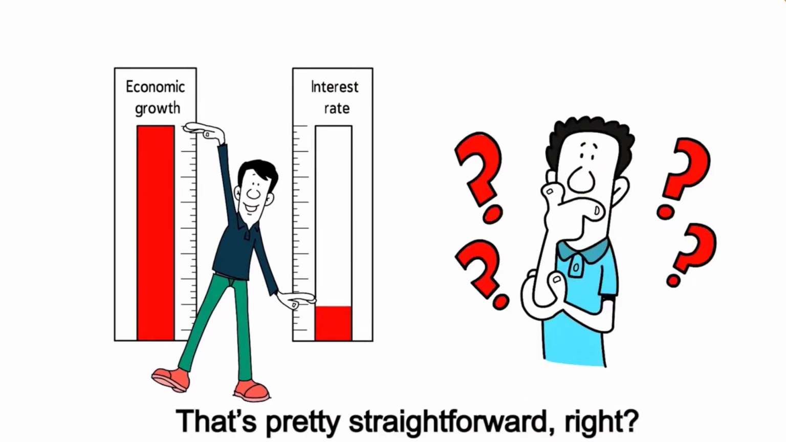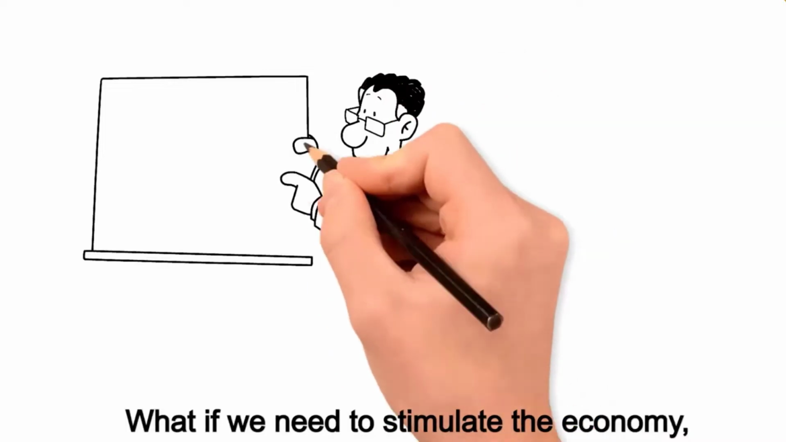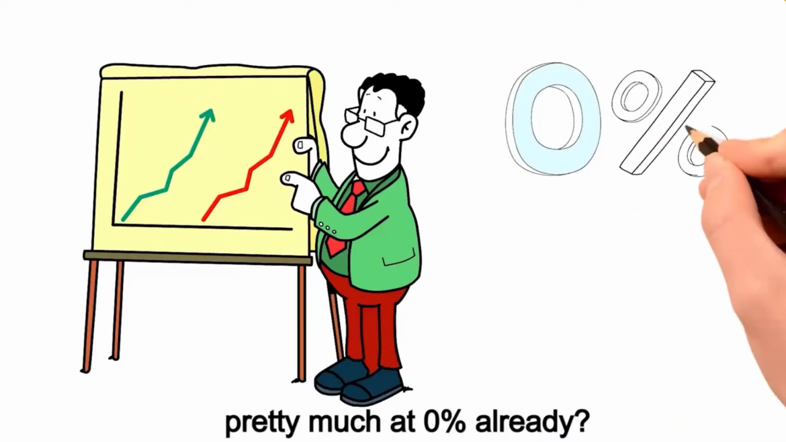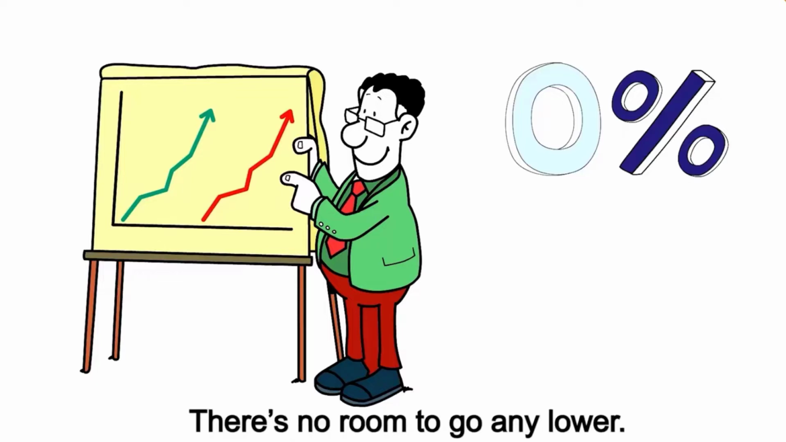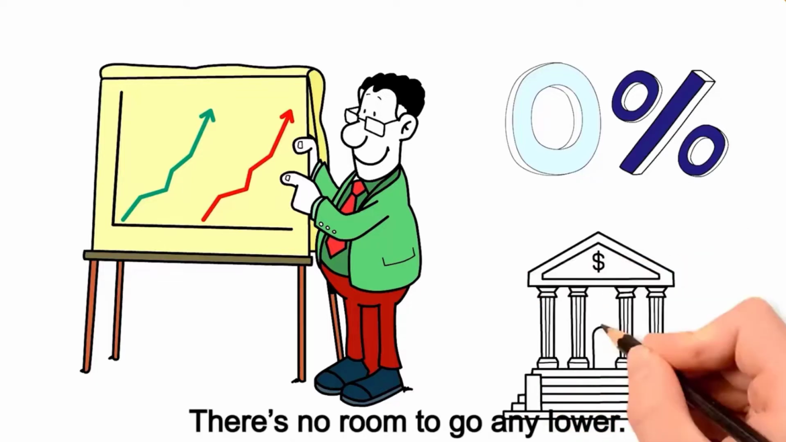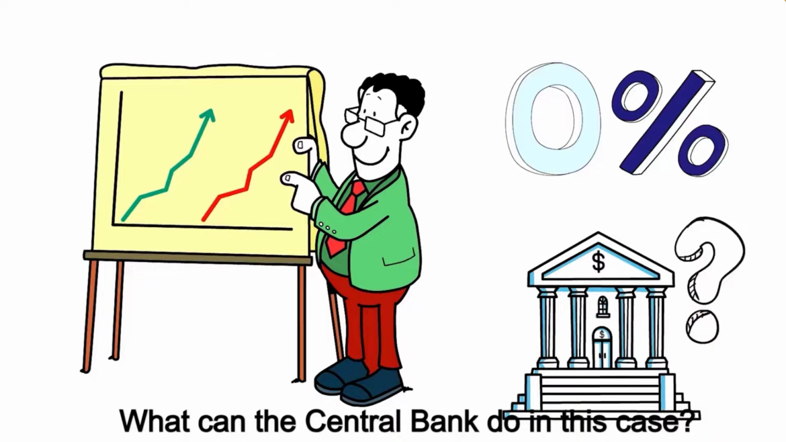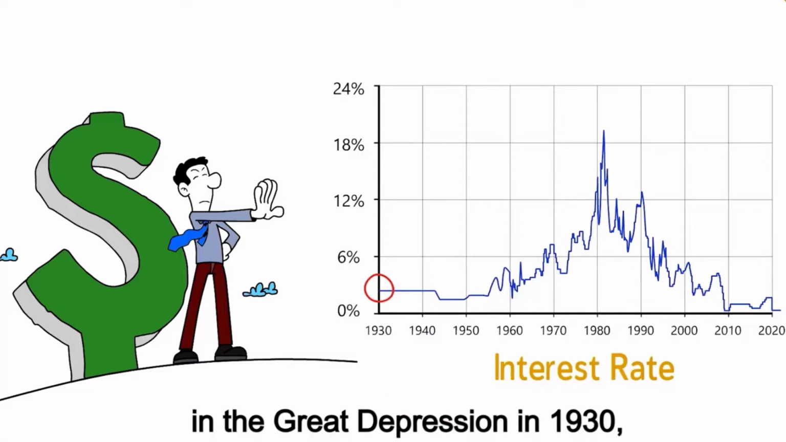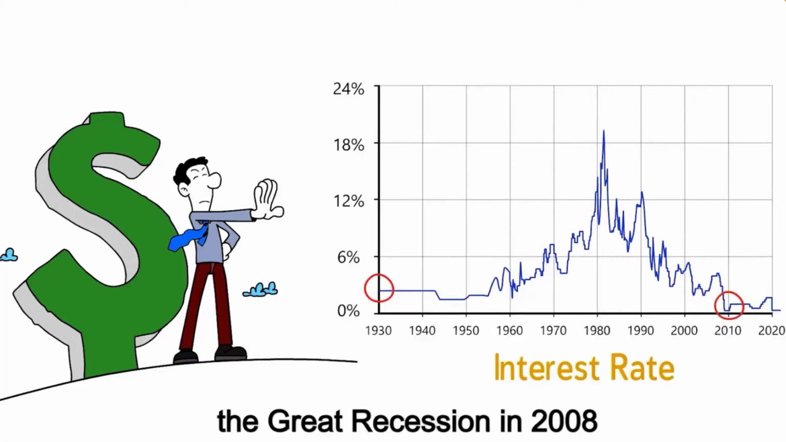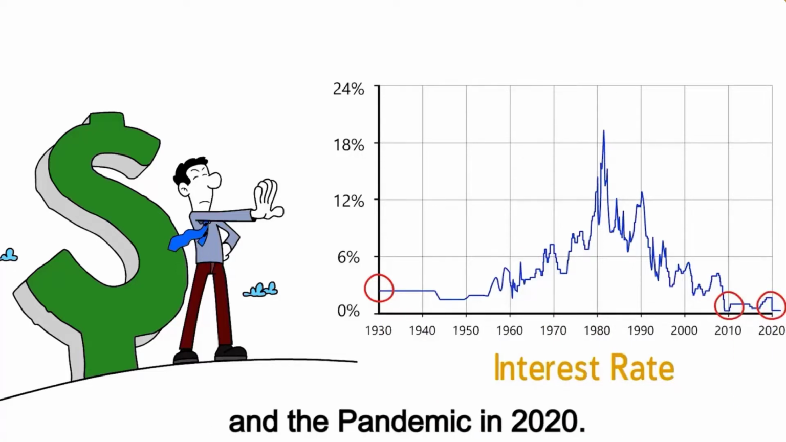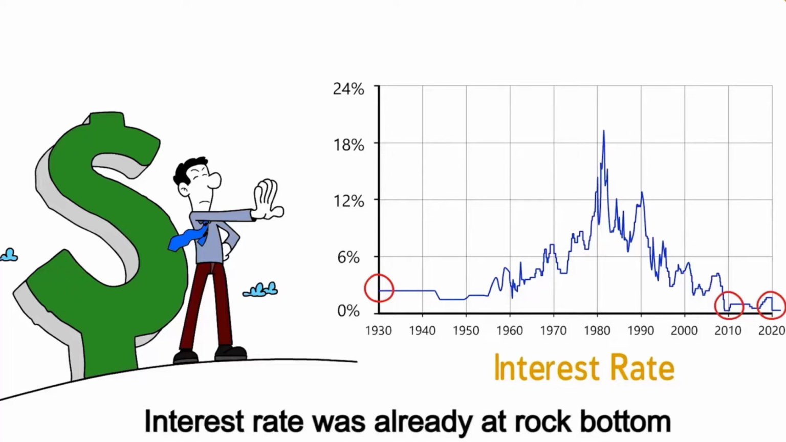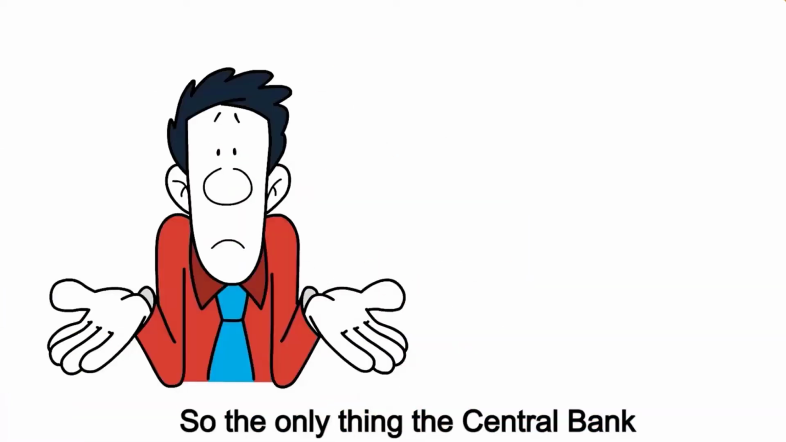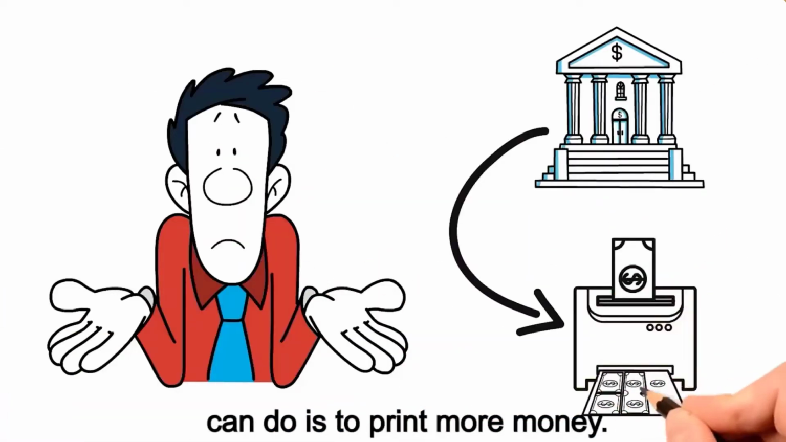Pretty simple, right? Here's where it gets a little challenging. What if we need to stimulate the economy, but the interest rate is pretty much at zero, and there's no way to lower the interest rate anymore? What can the central bank do in this case? That's exactly what happened in the Great Depression in 1930, the big recession in 2008, and the pandemic in 2020. Interest rates were already at rock bottom and they couldn't lower them any further to save the economy. So the only thing the central bank could do is print more money.